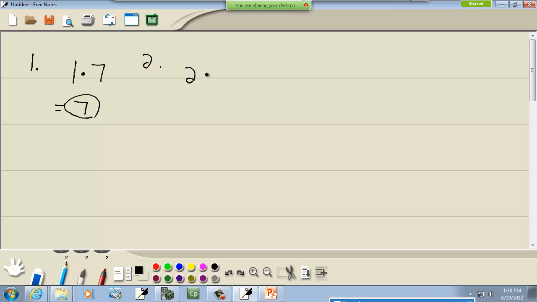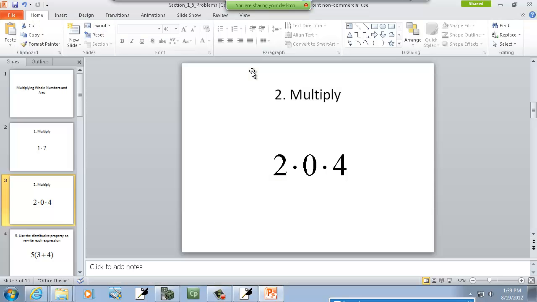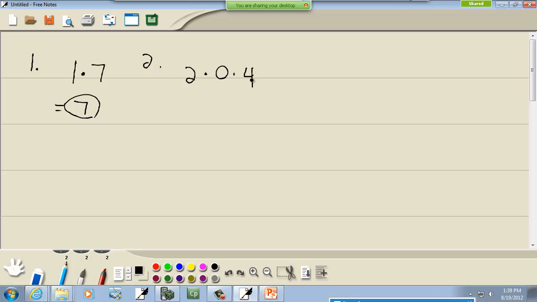Next problem, we got 2 times 0 times 4. Well, with multiplication, if you have multiple items, not that it matters for this one because there's a 0 in there, but you multiply the first two together. So 2 times 0 is 0. Then you carry down the 4. And then 0 times 4 gives you 0. So 0 is our answer.